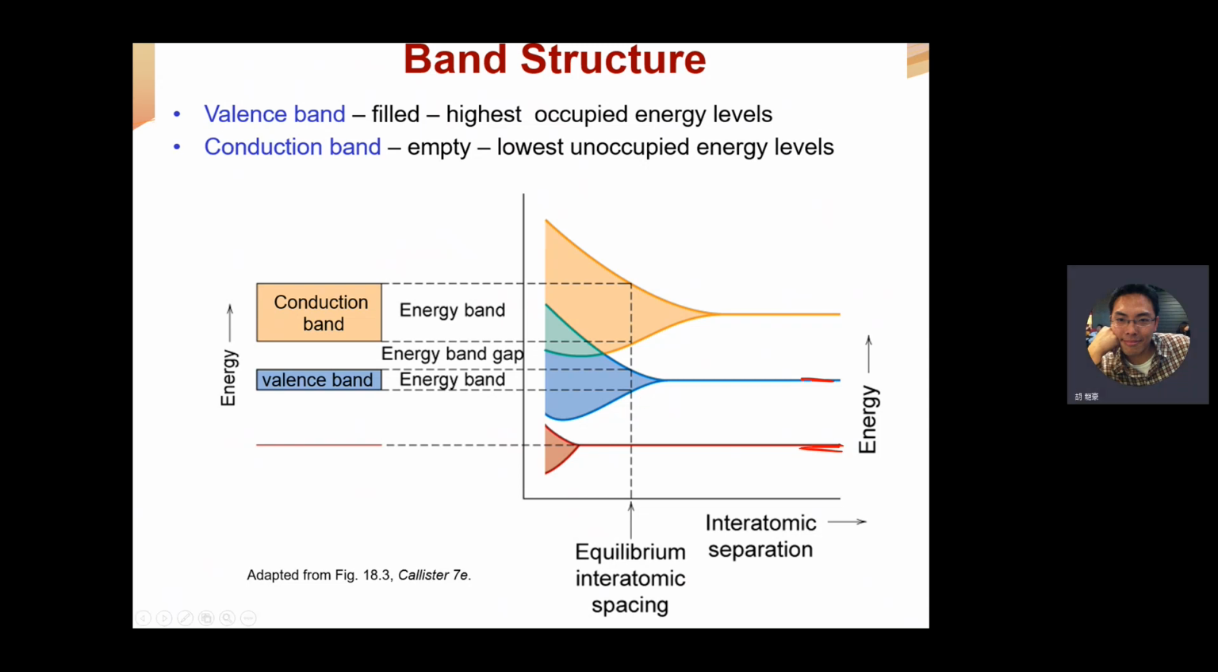And you must remember that we have the distance called the equilibrium interatomic spacing, R naught, right here, at this distance. And this is the split energy. And we can see there's the valence band. The valence band is the electron-filled, the highest occupied energy level, at this range here.